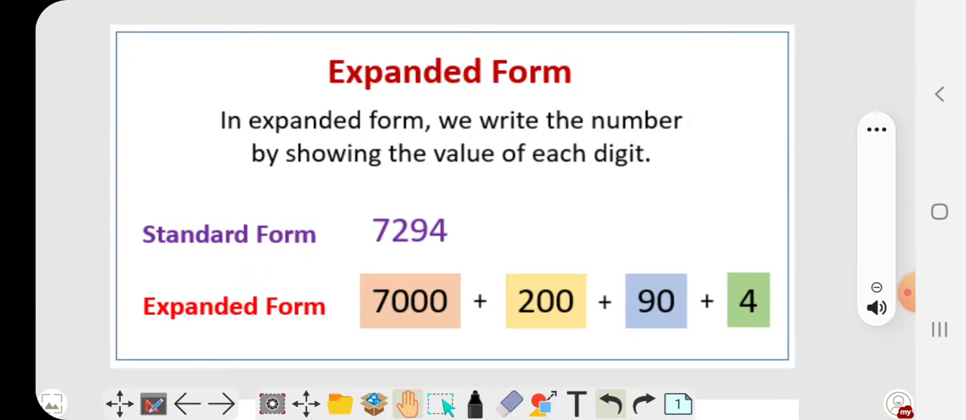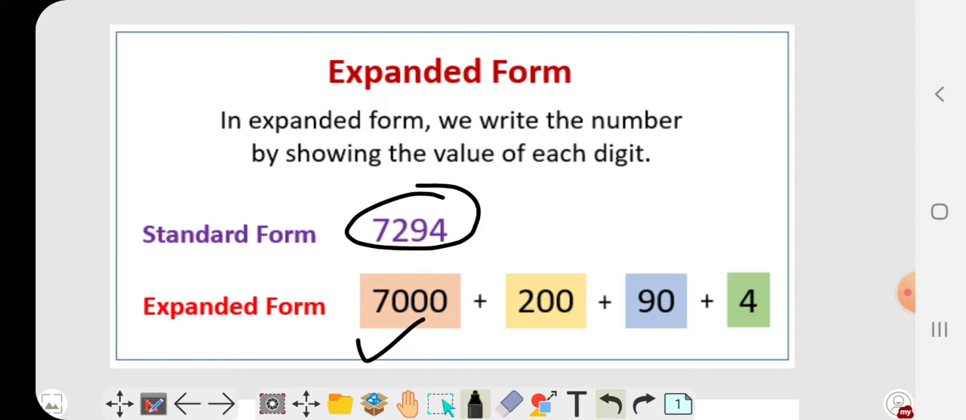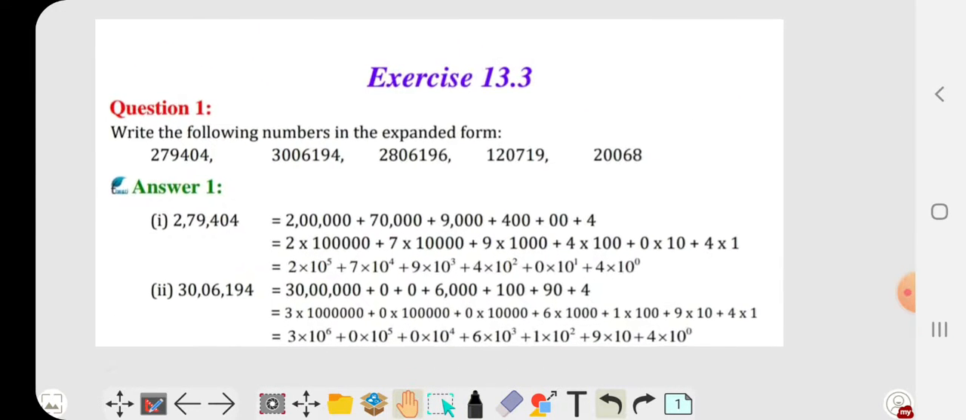Here we show the value of each and every digit, like it is 7294. So we have just expanded that. I hope this kind of questions you have done earlier in the junior classes. Now let's start questions. This is exercise 13.3.